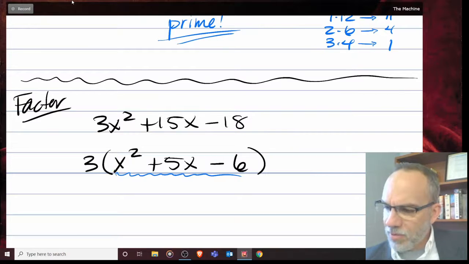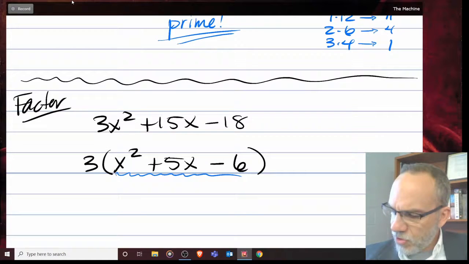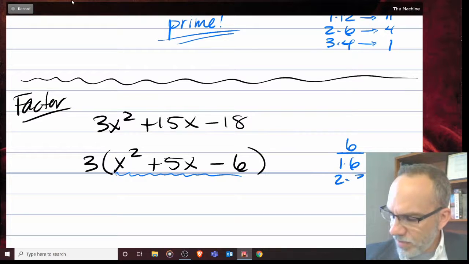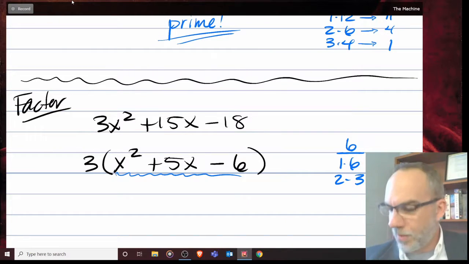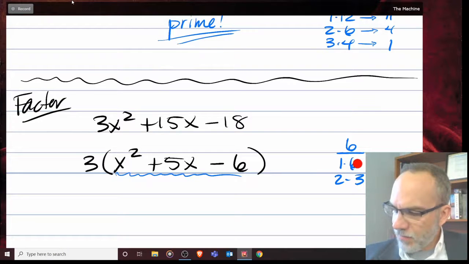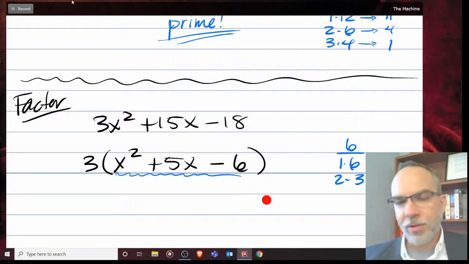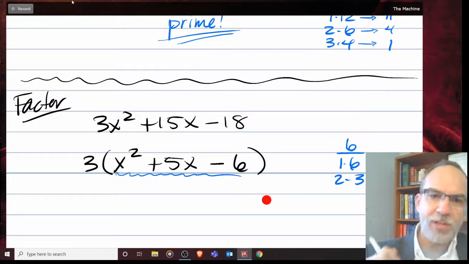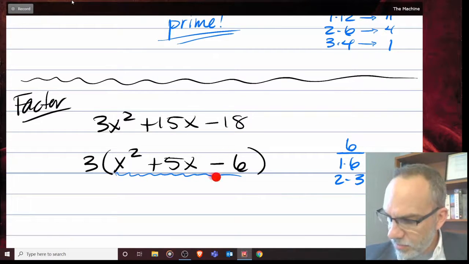What are my factors of 6 now, since my leading coefficient is just 1? What are my factors of 6 that when I combine them give me 5? 1 and 6 and 2 and 3. Careful here, both of them do, depending upon which operation. 1 and 6 combine to give you 5, but also 2 and 3 combine to give you 5. Depends upon whether you're adding or subtracting. Which one do I need to do here? I need to subtract. Which pairs of 6, when I subtract them, give me 5? It would be the 1 and the 6.